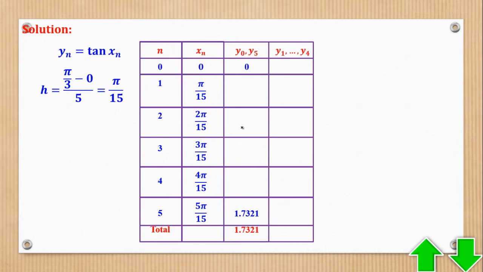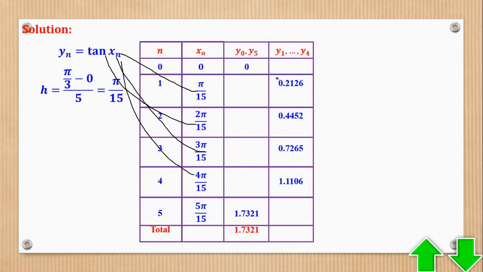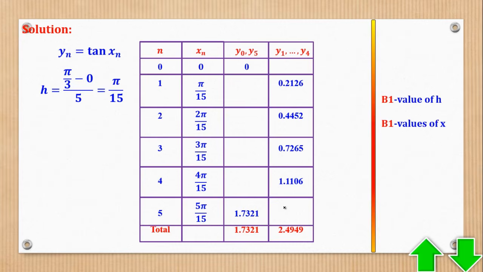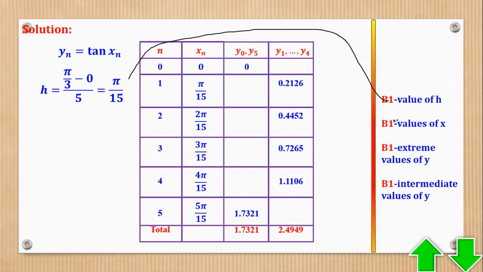The next is to get the values for the intermediate. Get this value, put it here, come up with that. Put this one here, come up with that. Put this one here, come up with that. Put this one here, come up with that. Then add all these values to come up with that. So basically that is the table. So B1 will be for getting the value of h, B1 for generating values of x, B1 for generating extreme values, B1 for generating intermediate values.